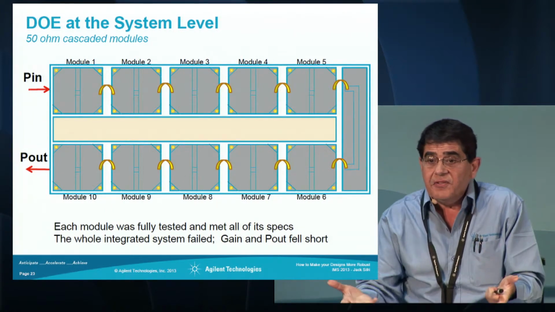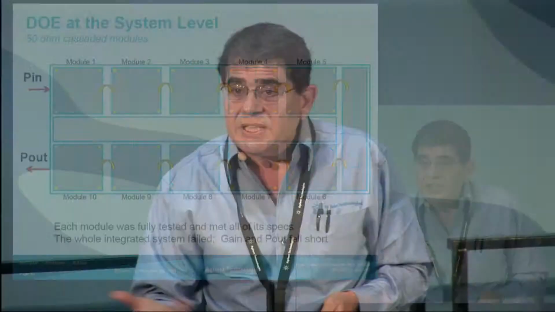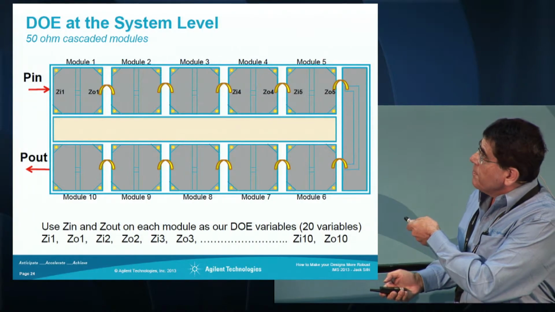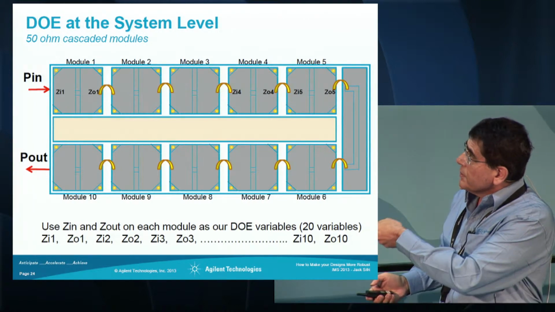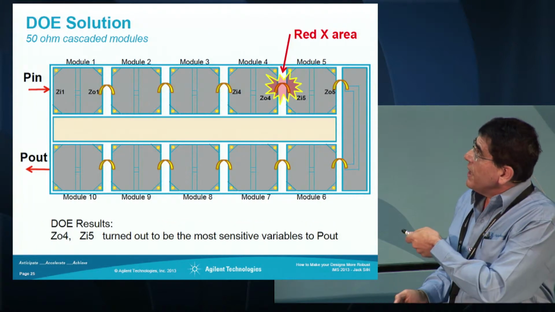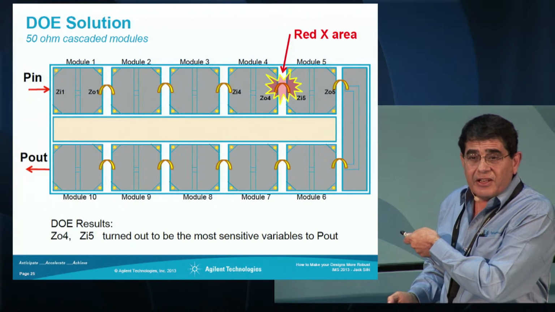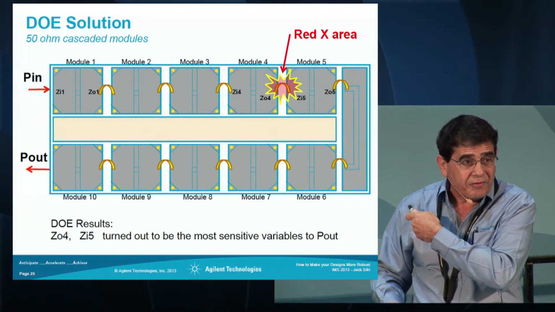We really have to deliver, and we don't have time to go back and redesign. And we couldn't find the problem. So I was working in this area before. I ran a DOE experiment, design of experiment, on the input and output impedances of each module, 20 variables, and found out that this is the sensitive area, just like the example I showed you, kind of.